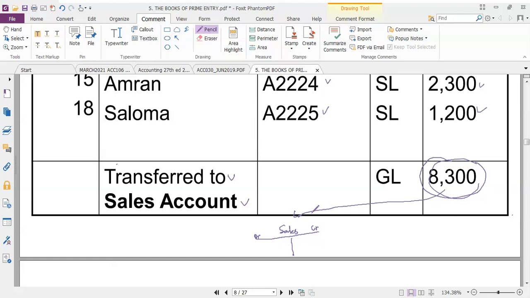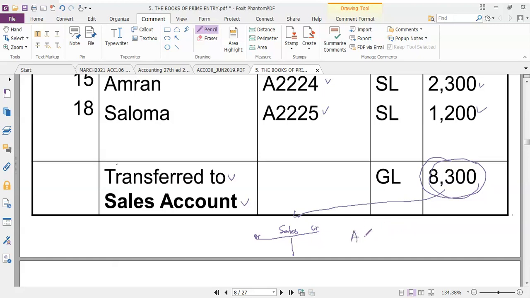That is correct. We must transfer 8,300 to the sales account on credit side. Arwin, credit side. Why credit side? Macam mana kita tahu dia credit side? Sebab sales adalah jualan. Jualan adalah revenue. Revenue kalau bertambah ataupun revenue if increase, we must put on the credit side.